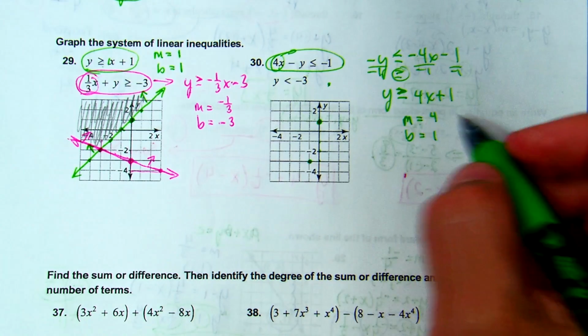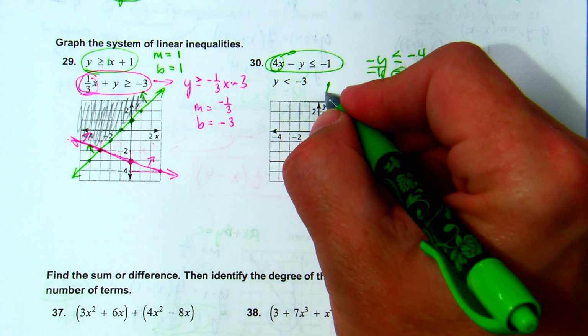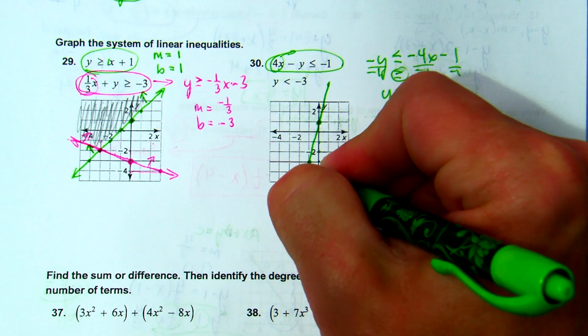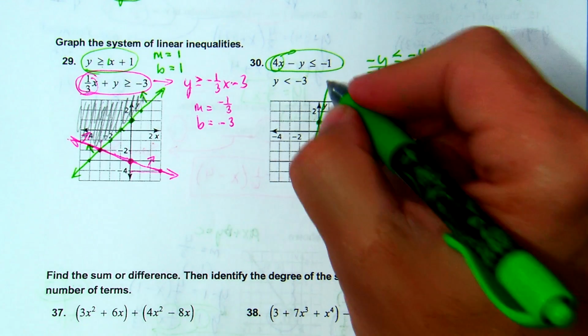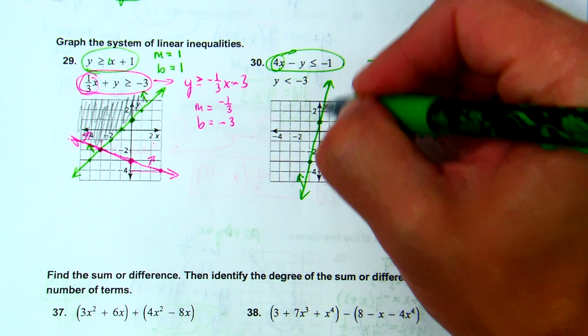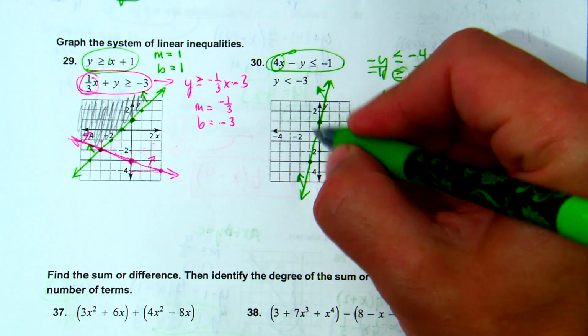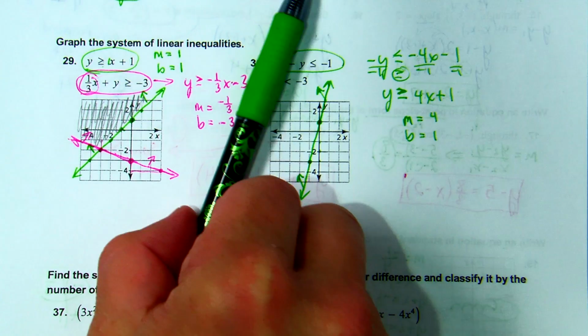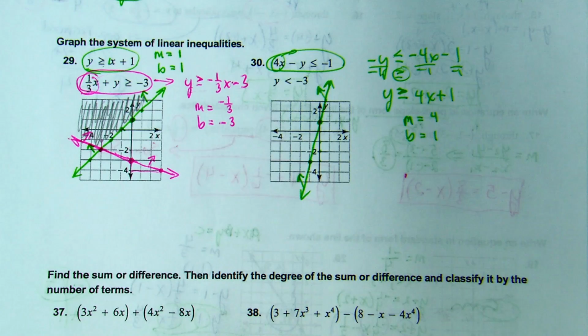So I'm going to draw this line. This one's a solid line because it's equal to, less than, or greater than or equal to. All right, so I'm going to have that line, and it's going to be in this direction here, right? It's got to be bigger than that line. So anything on this side, greater than that line.